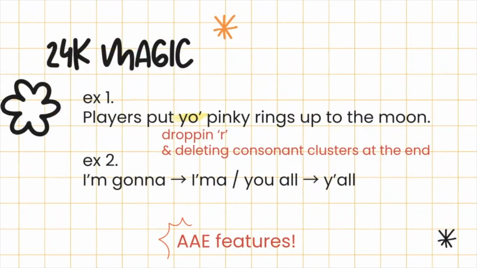In the chorus of the song, for example, the word yo appears in the line, "Players put yo pinky rings up to the moon." This is an example of dropping the R at the end and deleting certain consonant clusters at the end of the words. You will also hear Bruno Mars use I'ma instead of I'm gonna, and y'all instead of you all. These are examples of features of AAE.